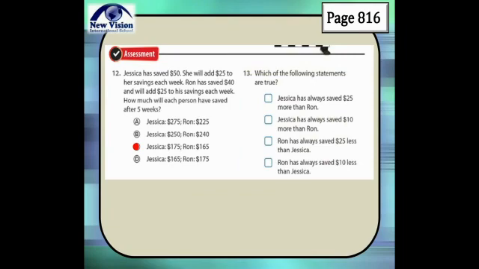Next, number 13. Which of the following statements are true? So we have two answers. Jessica has always saved $10 more than Ron, and Ron has always saved $10 less than Jessica.